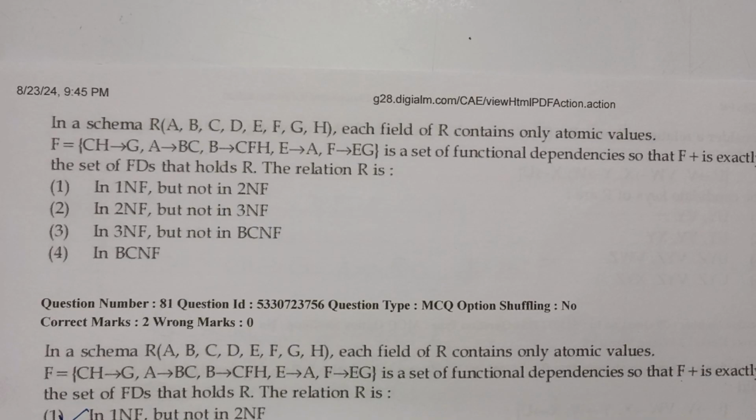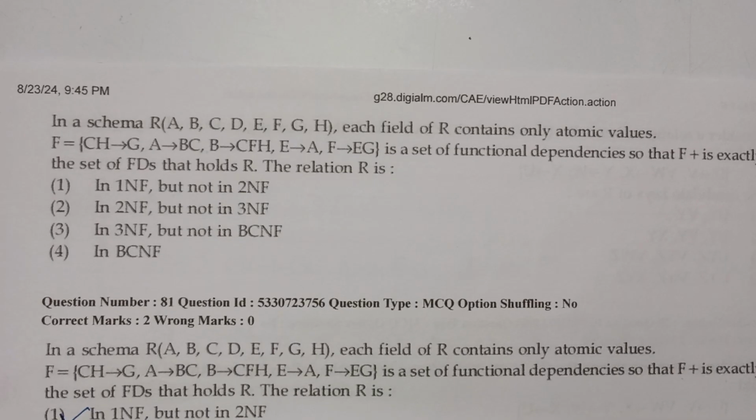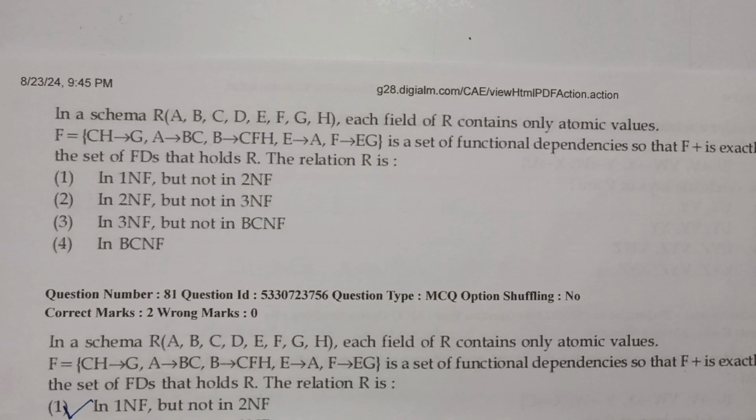Next, question number 81. Again, you have a schema R, A, B, C, D, E, F, G, H, and each field in R contains only atomic values. F is the given set of functional dependencies, and F plus is exactly the set of FDs that holds on R. They are asking what sort of relation it is, that is, whether the relation R is 1NF, 2NF, 3NF, or BCNF. So that's what the options are. Let us see how to solve this problem.